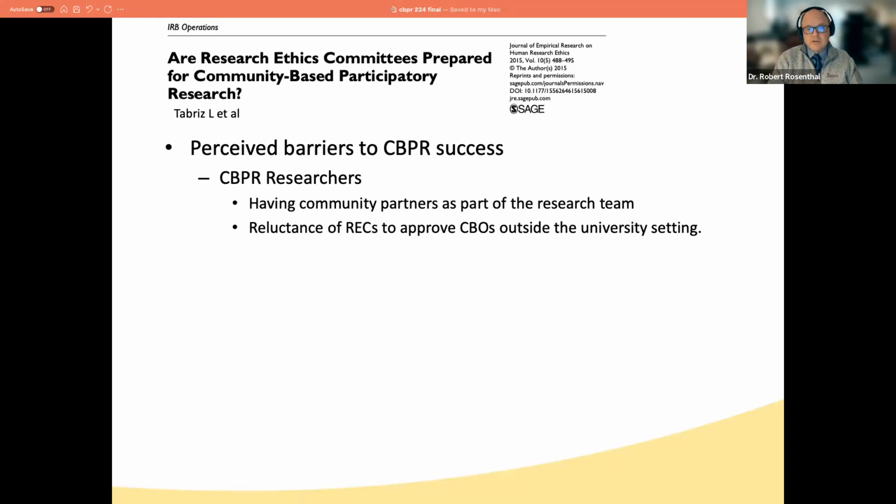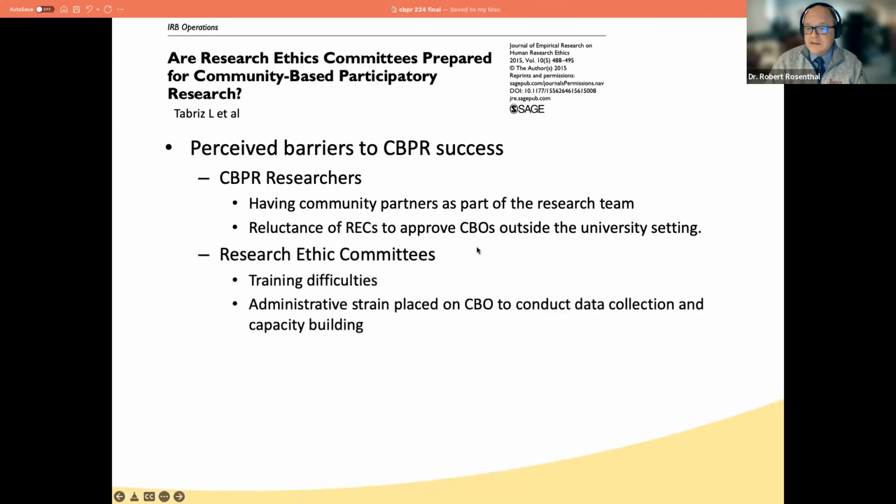From the point of view of the researchers, their perceived barriers were having community partners as part of the research team. They found that to be difficult. And the reluctance of RECs, Research Ethics Committees, they say this because they had some Canadians in the study also, but REC becomes IRB. Reluctance of IRBs to approve community-based organizations outside the university settings. The Research Ethics Committees, or the IRBs, had concerns about training difficulties. How do we train these community members? Do we make them do city training? Do we do other types of training? What do we do? And there was also an administrative strain placed on the community-based organization to conduct data collection and capacity building.